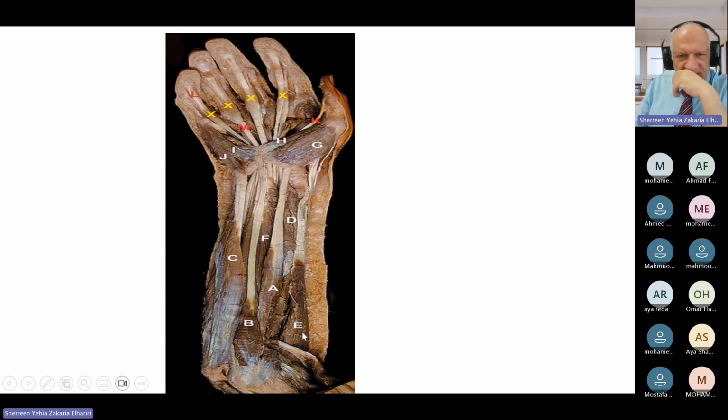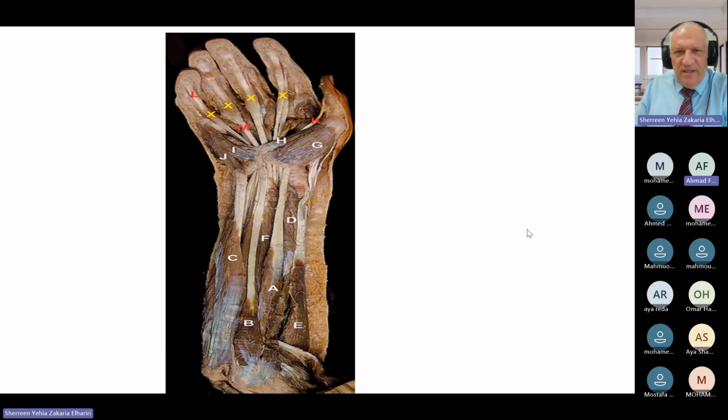Okay, we can see letter E. E here is brachioradialis. F, where is F? Flexor digitorum superficialis. Okay, what is G? Thinner muscles. What is J? G and J, and I, hypothenar, part of the hypothenar muscles. What is H?